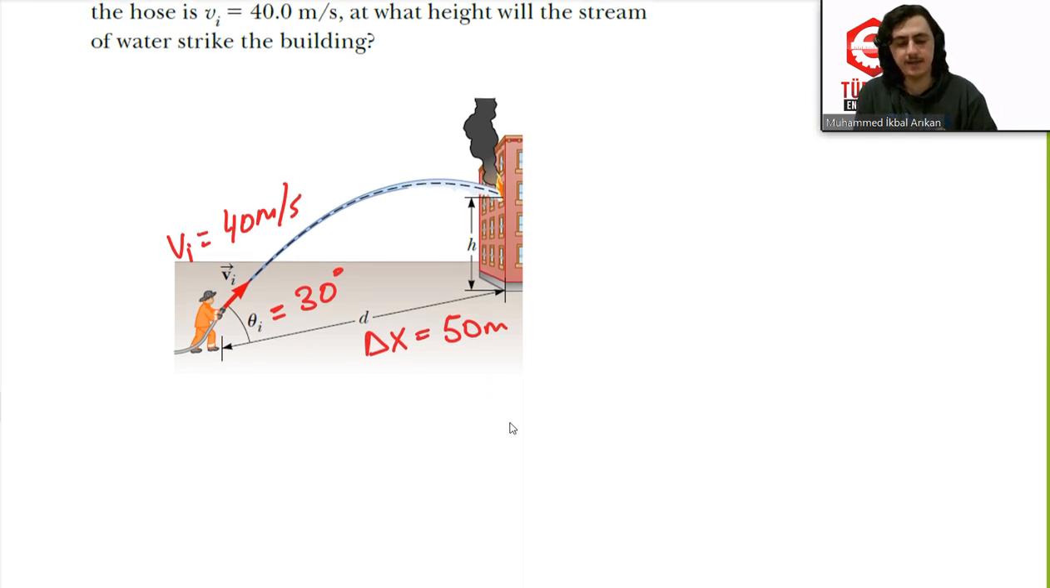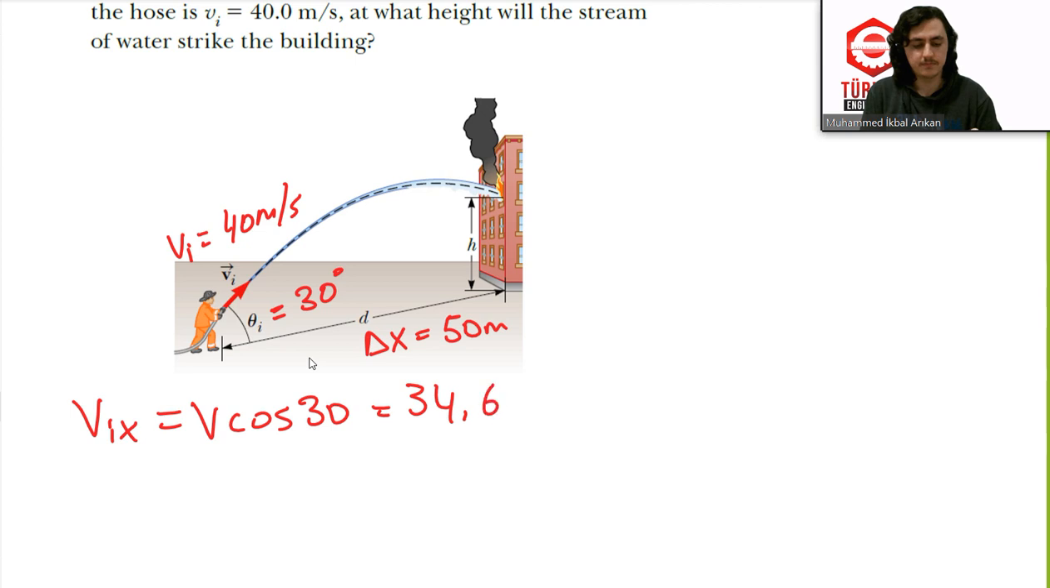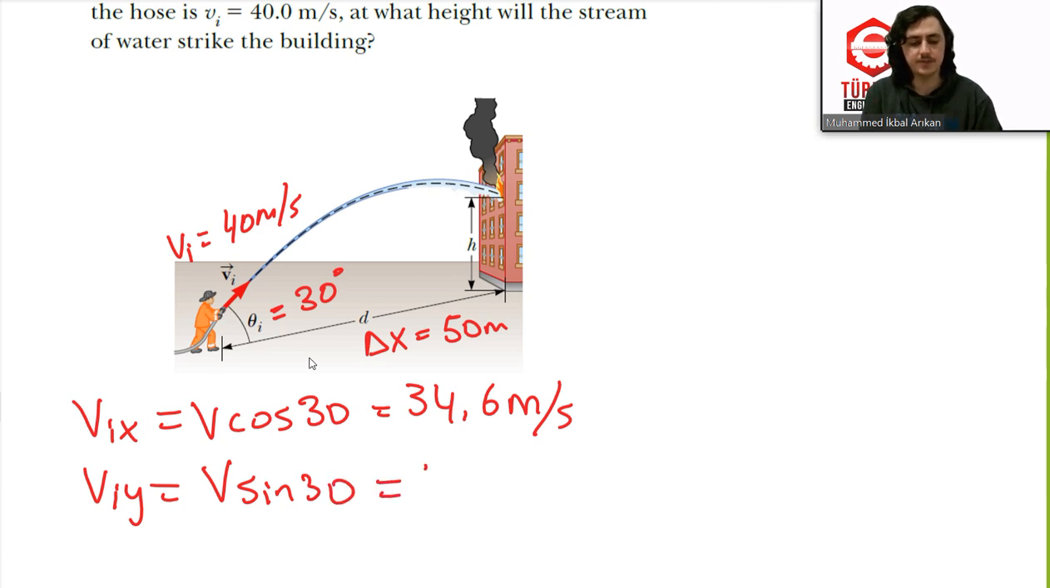Let's just take the initial components of the velocity. Initial velocity in x will be just v cosine theta, which is v cosine 30. So 40 times cosine 30 will give me the initial velocity in x, which is 34.6. What about the initial velocity in y? It will be just v sine of theta, and sine of 30 will give me 1 over 2. So 1 over 2 multiplied by 40 will give me 20 meters per second.